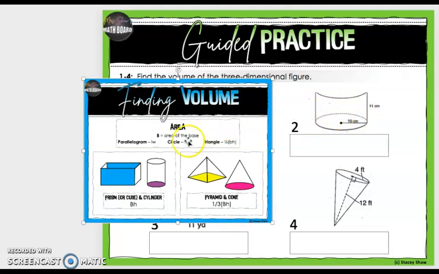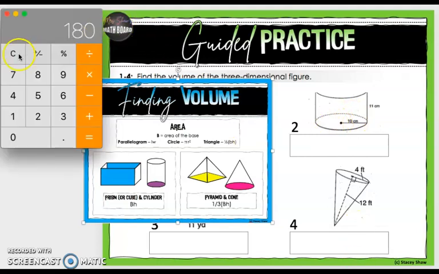If we come over here to find the area of a circle, it's pi r squared. So we take 10, the radius, and we need to square it. Squaring it means we multiply it by itself, so 10 times 10 is 100. Then we come back over here. We found the radius squared, and we need to multiply it by pi.